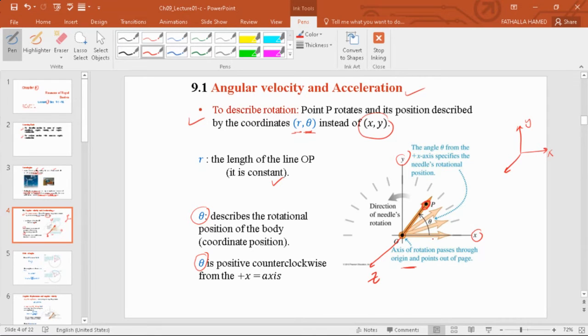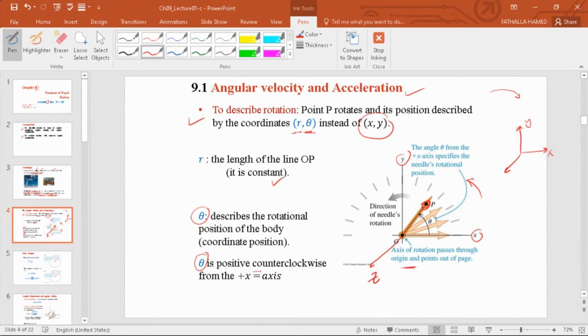Now, we are going to look at the rotation relative to the positive x-axis. Remember, in chapter number 1, we measured the angle relative to the positive x-axis when we talked about vectors. Now, if you have a clock in front of you, you will see that the clock rotates this way. Now, you're rotating this way. That's opposite to the direction of the clock.